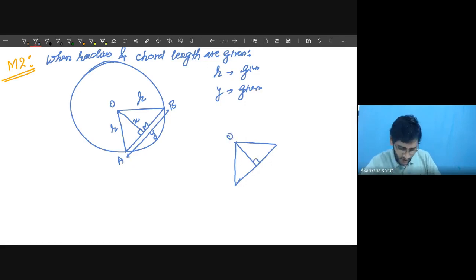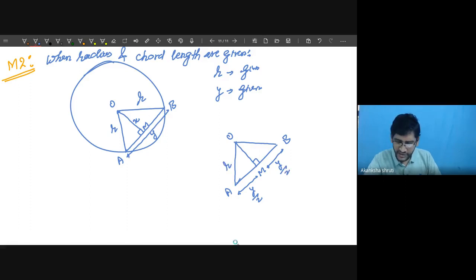This point is O, AB is our chord, and M is the midpoint. What will be AM in this case? This perpendicular is dividing the chord AB into two parts, so it becomes y by 2. This MB also becomes y by 2.